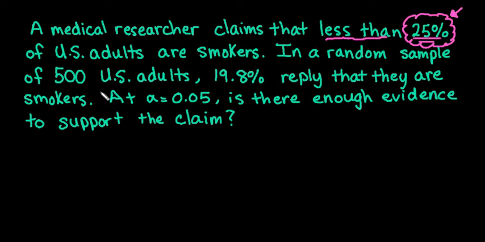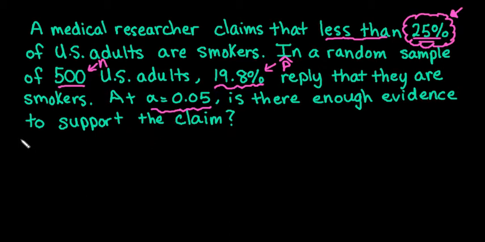So in a random sample of 500 US adults, that gives us our sample size, 19.8% reply that they are smokers. So this is our p-hat. This is our sample proportion. And sometimes they will give us the sample proportion, and sometimes they will give us the number of successes out of the total number, and you have to find the p-hat. So at alpha equals 0.05, is there enough evidence to support the claim?